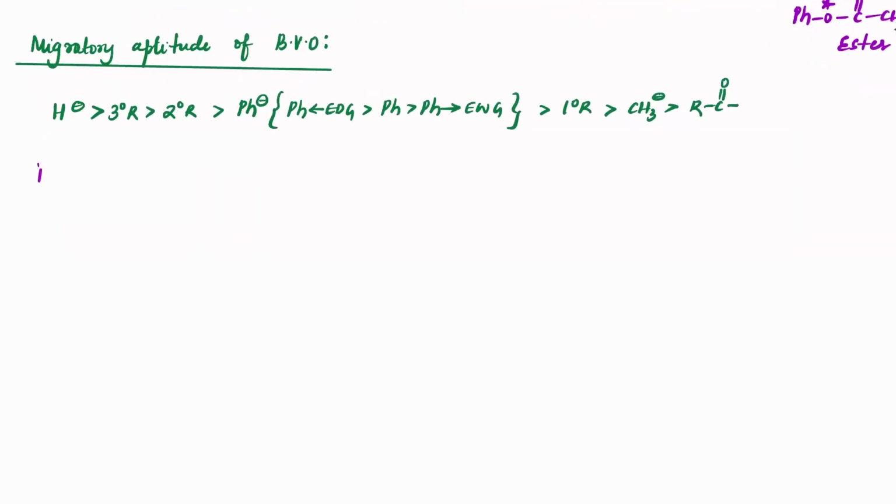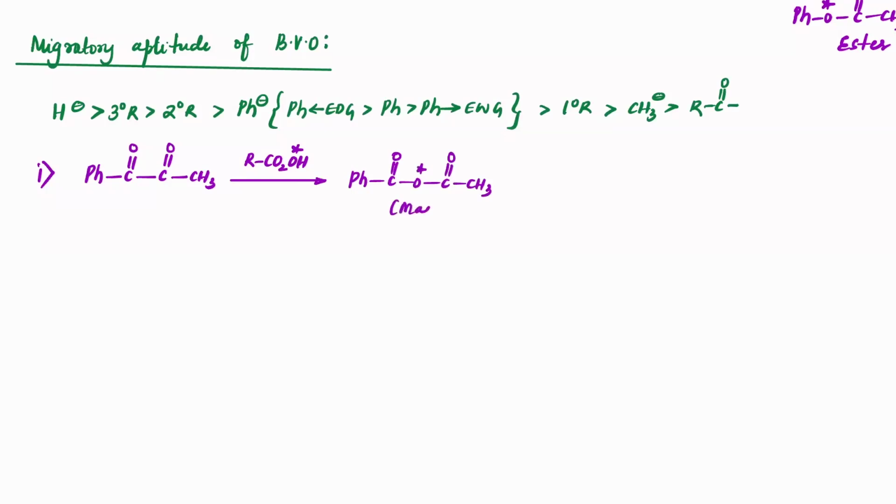First one, suppose you have PhC double bond O C double bond O CH3. If this is how the group is, and then you treat this with some acid RCO2OH, and here is the isotopic oxygen. In that case, migration would best happen between these two positions. That is major. This is an exceptional case. That is PhC double bond O O C double bond O CH3, and this is identified as major, and this is an exceptional case.